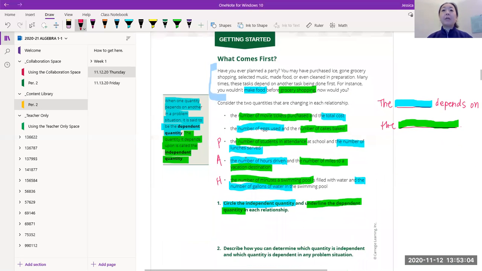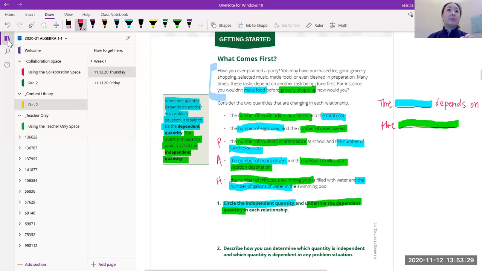Here we go. On the next page, we were talking about the independent and dependent quantities. Once you get your books, you can go back and maybe watch this video again, right? And here on the side, it has the dependent quantity, which is where one quantity depends on another. So it's what it depends on, right?